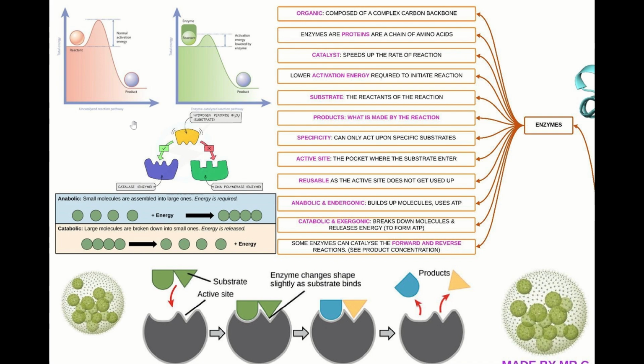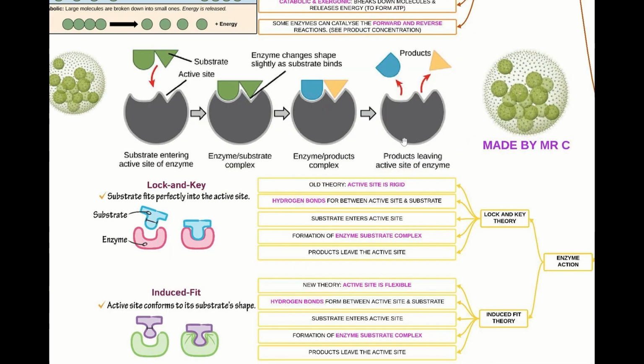Next, we're going to talk about how enzymes actually work, and the old theory was called the lock and key theory. The substrate approaches the active site. Hydrogen bonds form between the substrate and the active site. As the substrate enters the active site, it then forms a necessary step called the enzyme substrate complex, and then products are released from the active site.